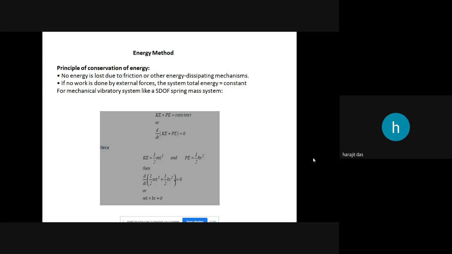Here, this method is given by Rayleigh, and it is also called Rayleigh's energy method. In this method, we will basically be considering the potential energy and the kinetic energy of the system. The other types of energies due to external sources, just like friction, we will not consider. This dissipative energy we will not be considering.